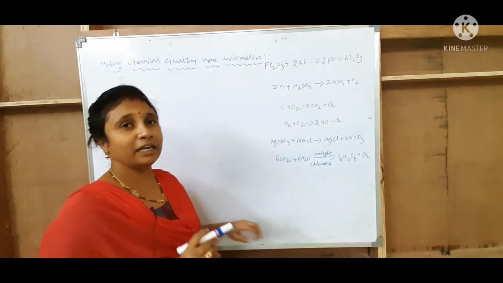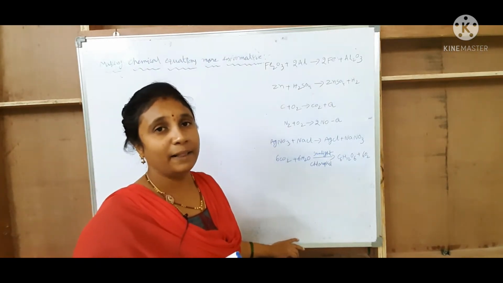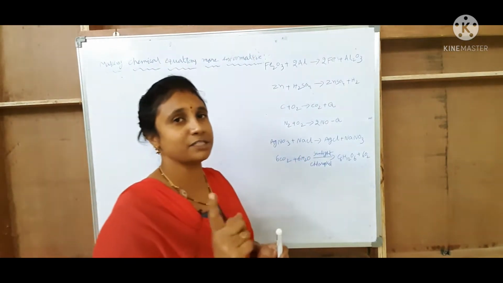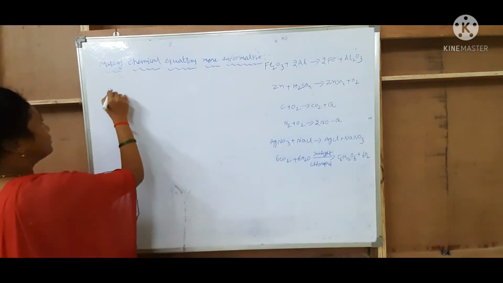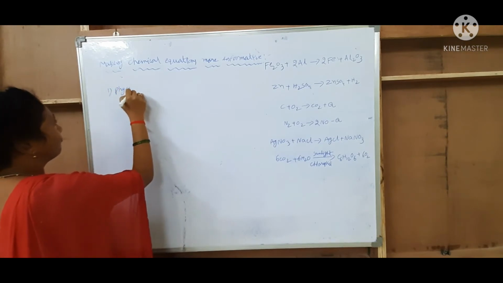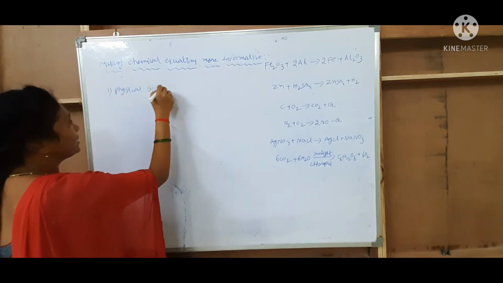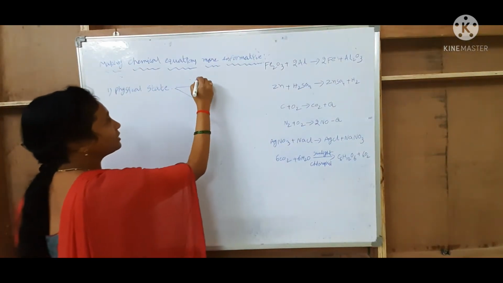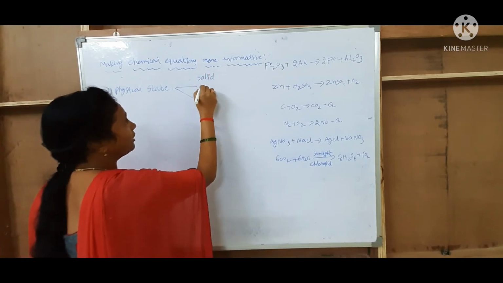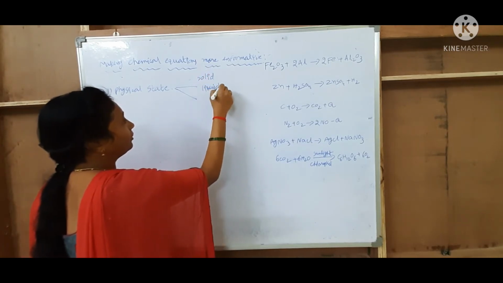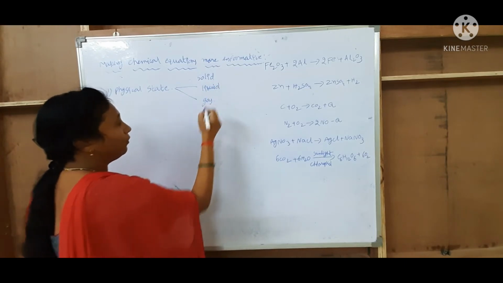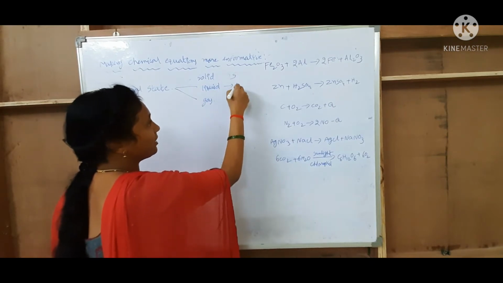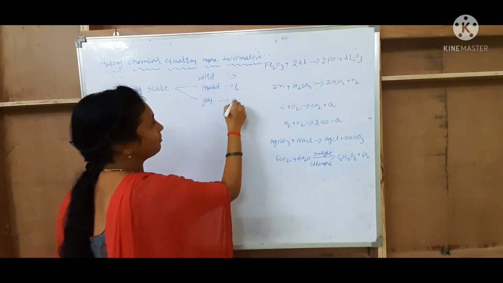First of all, in any given chemical equation, you have to specify the physical state. This is the first step. How many types of physical states are there? There are 3 types. The first one is the solid state, the second one is the liquid state, the third one is the gas state. The solid state is designated by the symbol S, the liquid state is designated by the symbol L, and the gas is designated by the symbol G.